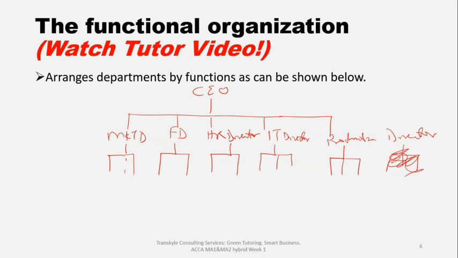You can see that these are functions. Those directors will be leaders of the departments. Those departments are called functions. All right. For example, we've got the marketing function, the finance function, the HR function, the IT function or department, and then the production department. That's the reason this setup is called a functional organization. The departments are arranged by functions.